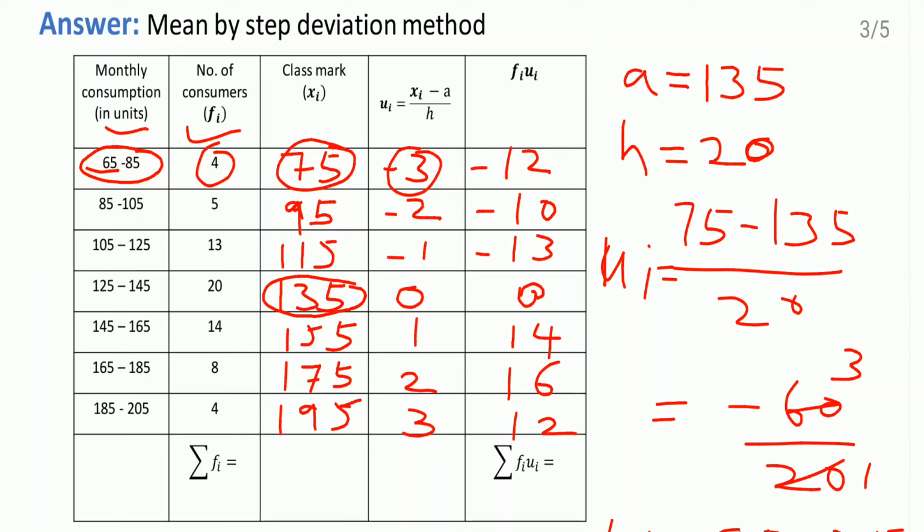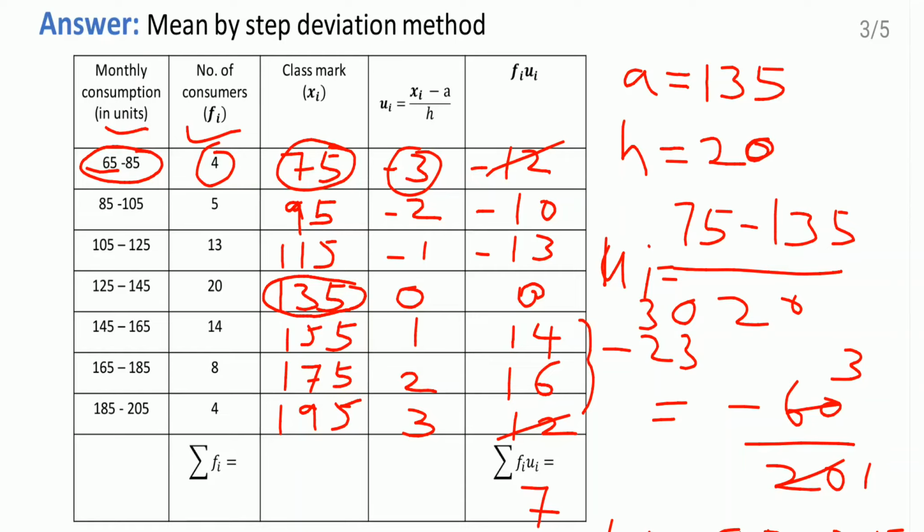Correct? Now we need to do the addition of these. Plus 12 and minus 12 cancel. Now minus 10 and minus 13 is minus 23. Minus 23, and this one is 30. Correct? So 30 minus 23 comes as 7. So the sum of all the fi ui is coming as 7 here.